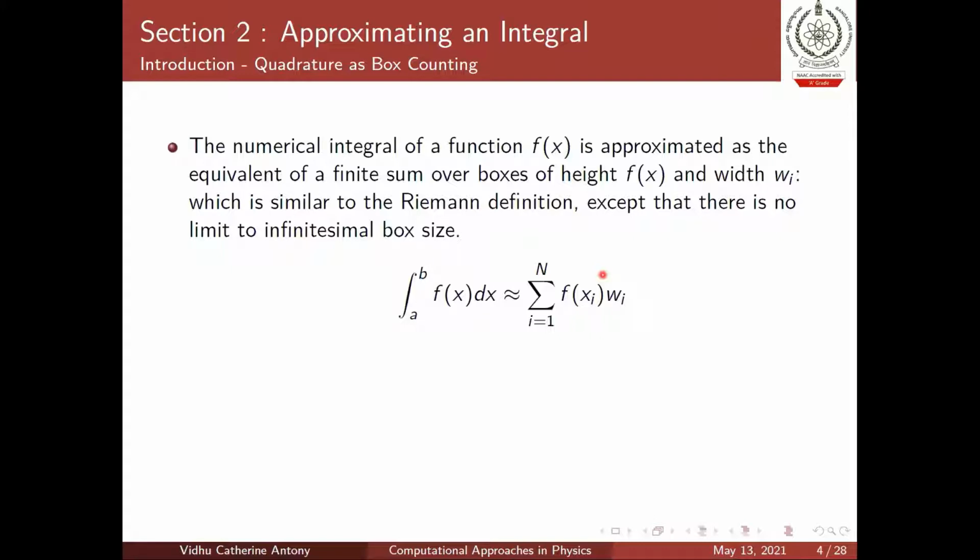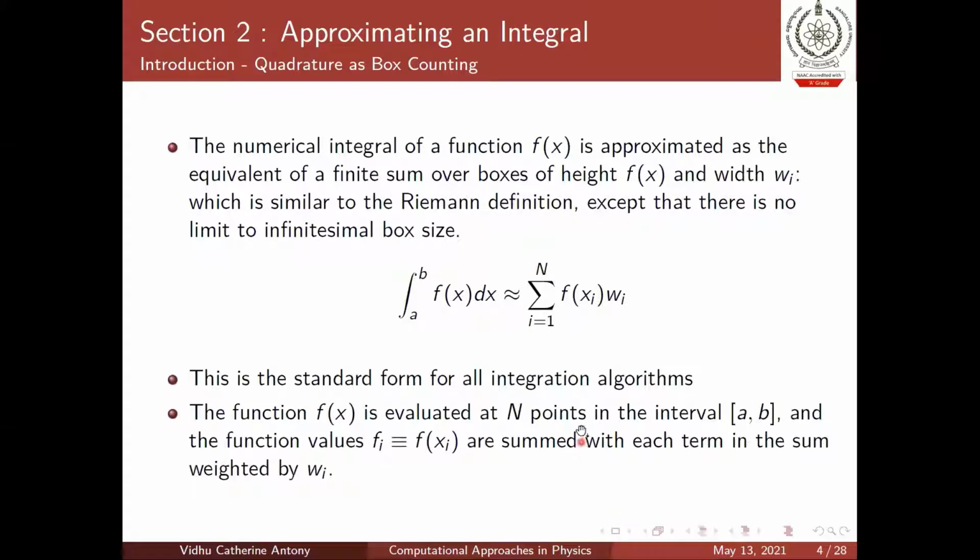In this definition that we're going to be using, which is typically used in most algorithms to solve your integral, this is basically the standard form of integration algorithms. Here we don't have a limit, whereas there you do have a limit. Here the function f of x is evaluated at n points in the interval from a to b, and the function values f of xi are summed with each term in the sum weighted by wi. So you've got a weight associated with each point, and you do it for n points.